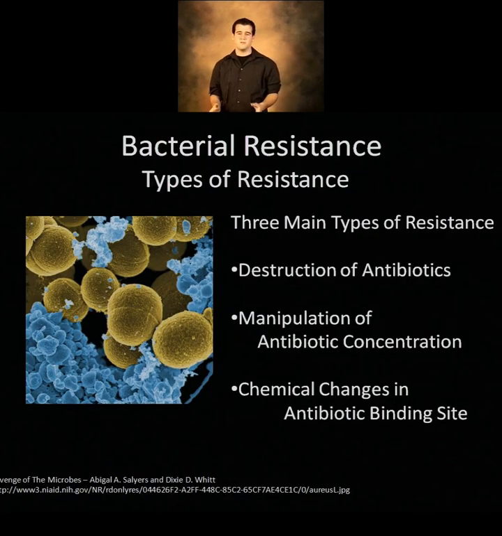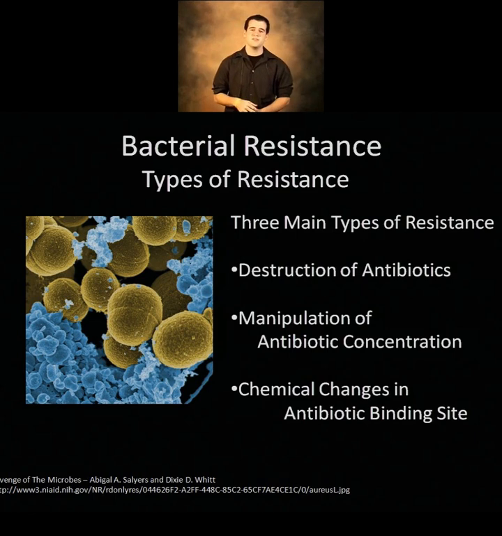Now, what kind of resistance are we talking about here? There are three main types of resistance which occur in bacteria. The first is the destruction of the antibiotics. This is a ballistic missile type of approach. The antibiotics are destroyed before they ever even get to the bacteria.